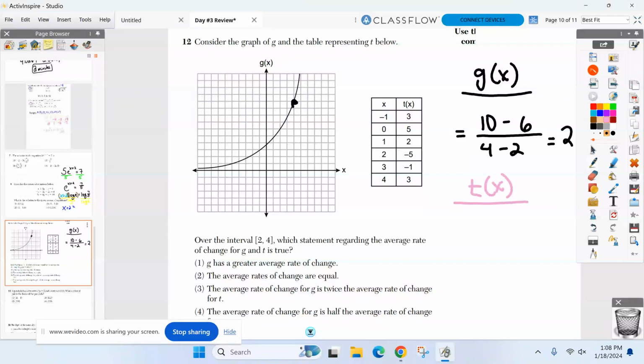All right, now let's go t of x. How to find the rate of change for t of x. What goes on the bottom? Trick question, 4 minus 2 again. But now you're getting the y values off the table.